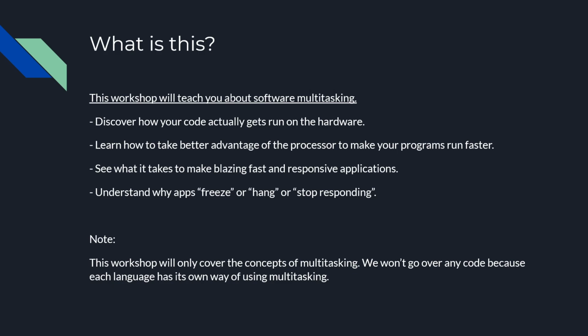This workshop is going to teach you about software multitasking. The point is for you guys to understand how your code actually gets run on your computer. Because it's not just as simple as, hit the run button and then that's it. There's an order to these things. Understanding that order helps us take advantage of the computer. We can utilize the processor to make our programs run faster. And that's really cool because when our programs run faster, we end up with these blazing fast, super responsive, and efficient applications. When you get into the professional world, this is the kind of stuff that they want.